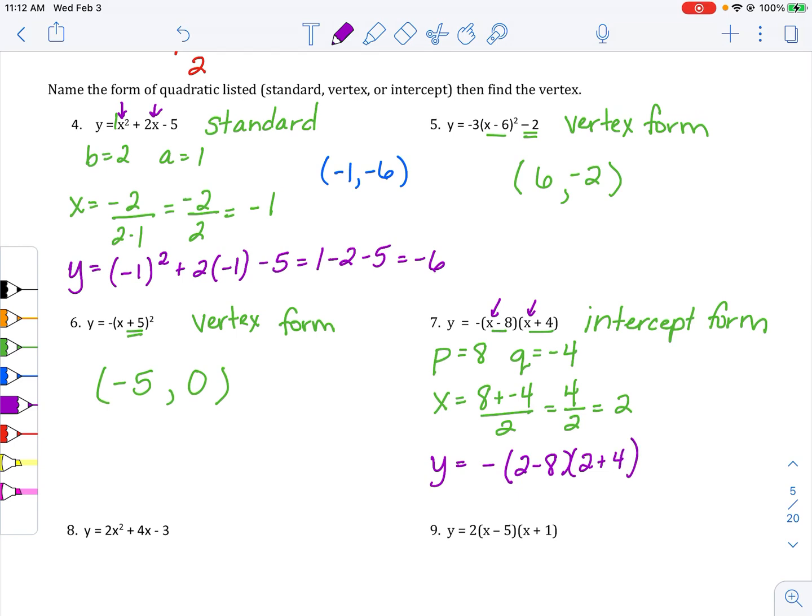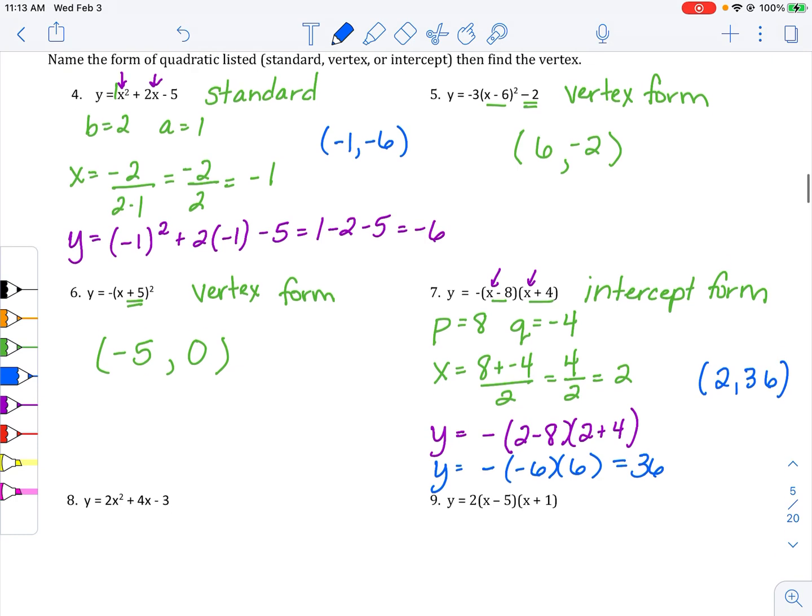I really like intercept form because it's kind of self-checking. On this next step, I'm going to expect those 2 parentheses to be opposites of each other if I did it correctly. So 2 minus 8 is negative 6, and 2 plus 4 is positive 6. So I have found the correct x if that happens. Now if I multiply all that out, I get positive 36. So the intercept form of y equals negative x minus 8 x plus 4 has a vertex of 2, 36.